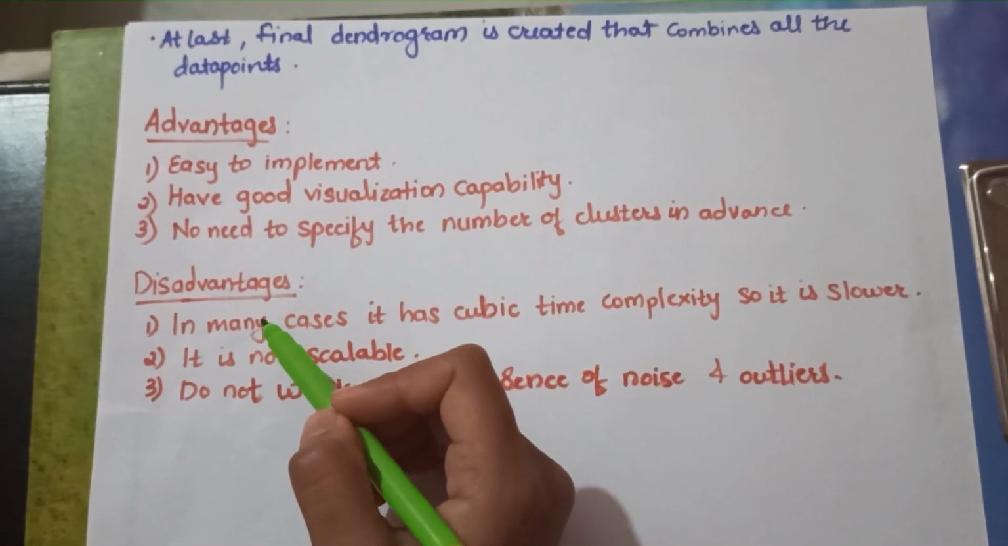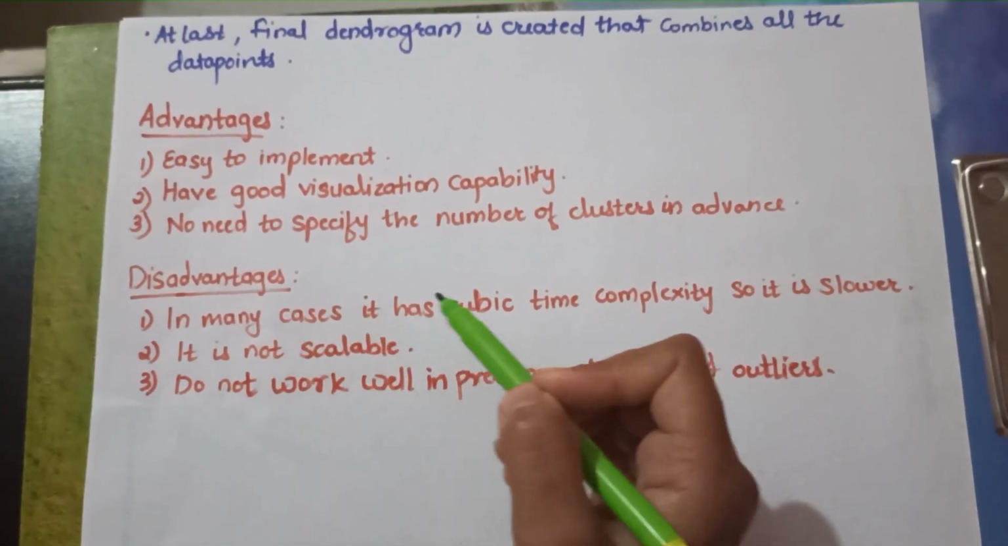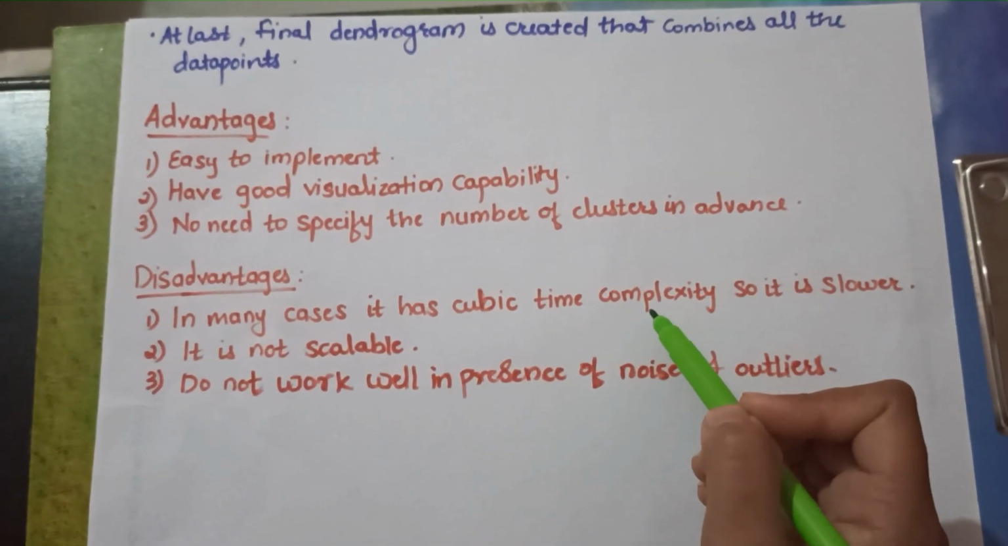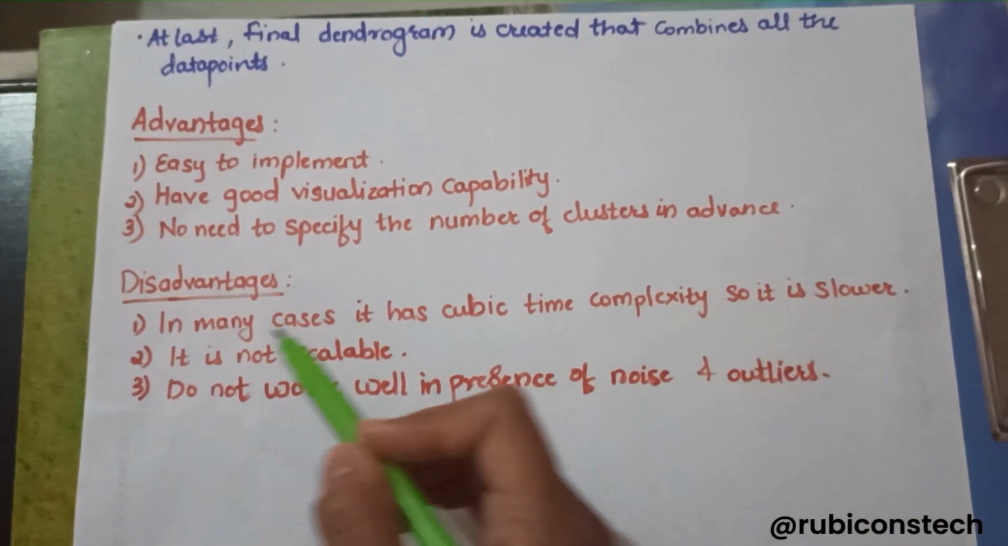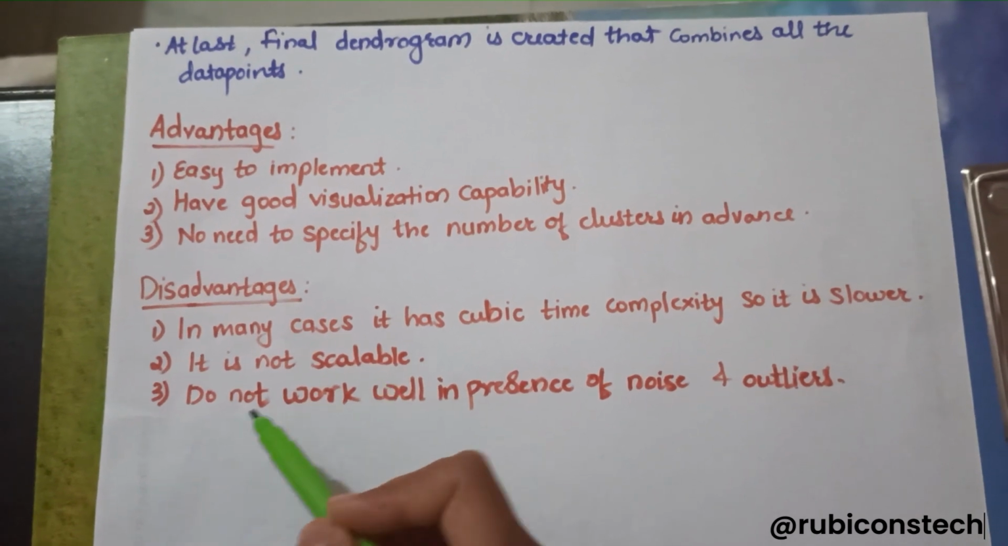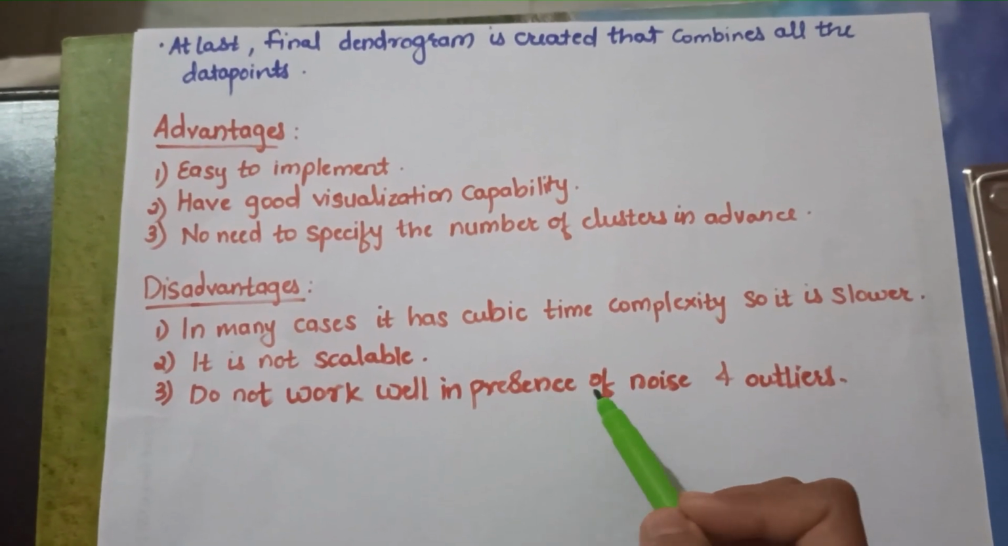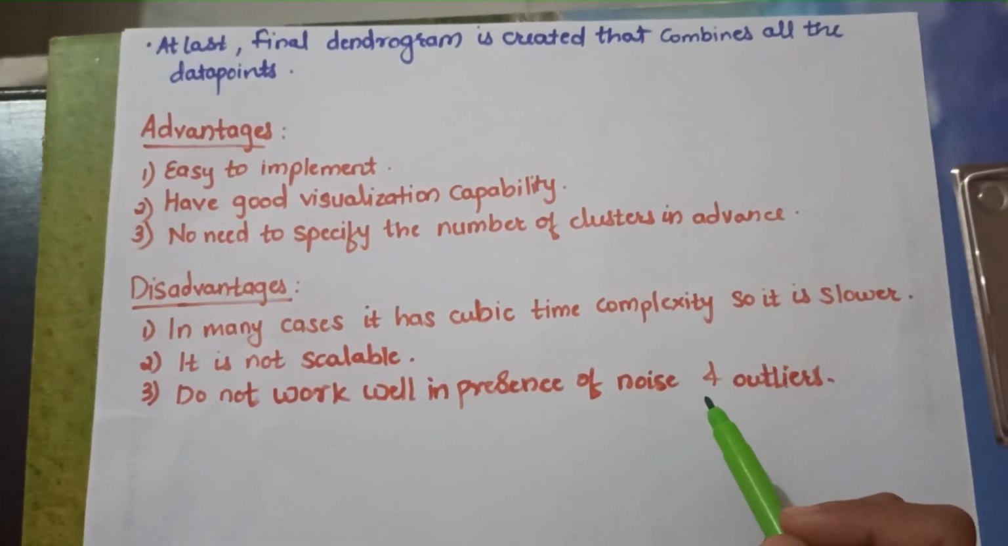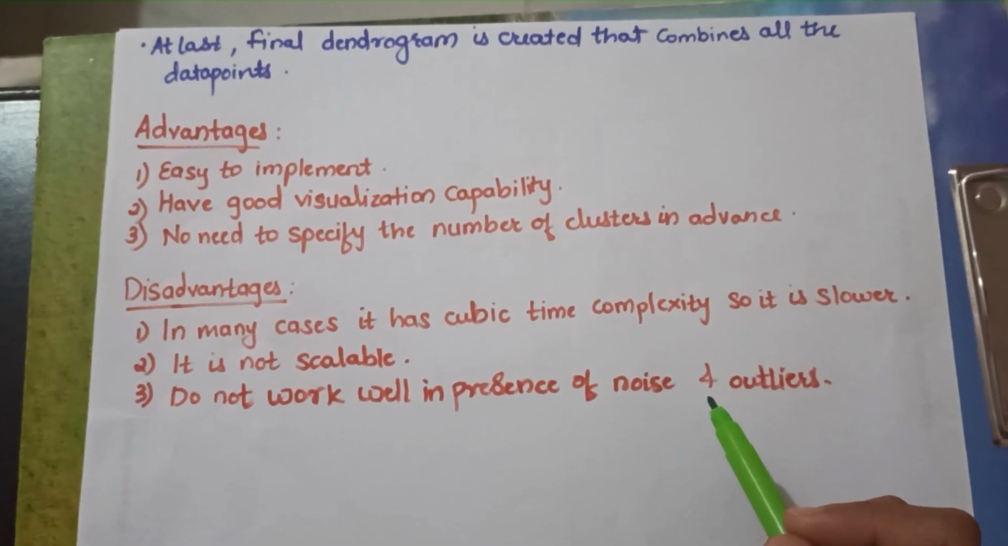On the contrary, there are some disadvantages. In many cases it has cubic time complexity, so it is quite slow. It is not scalable, and it does not work well in the presence of noise and outliers. So that was all about the hierarchical clustering algorithm.